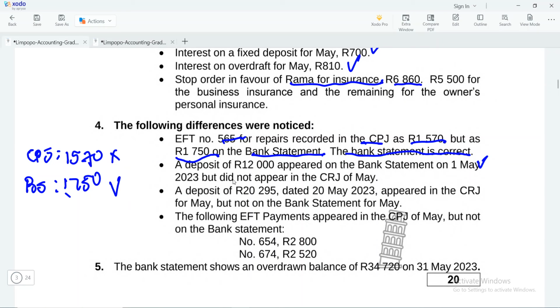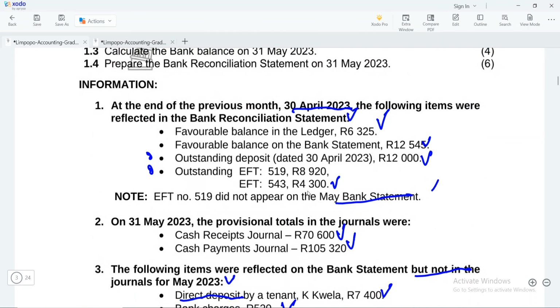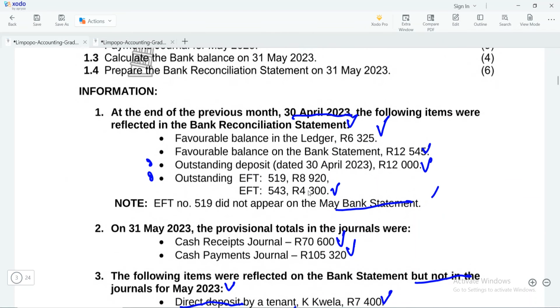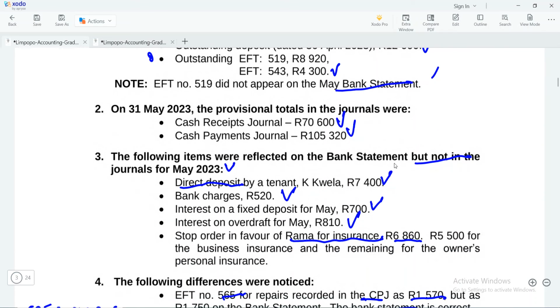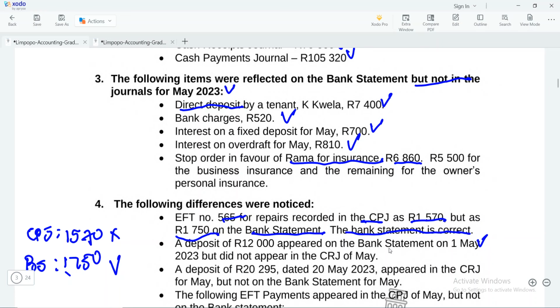A deposit of 12,000 appeared on the bank statement on 1 May 2023, but did not appear in the CRJ in May. Now, if you look at this deposit of 12,000, according to me, it will now be suspicious because we have two amounts, okay? But we need to check whether they are referring to that one there, or it's another deposit.